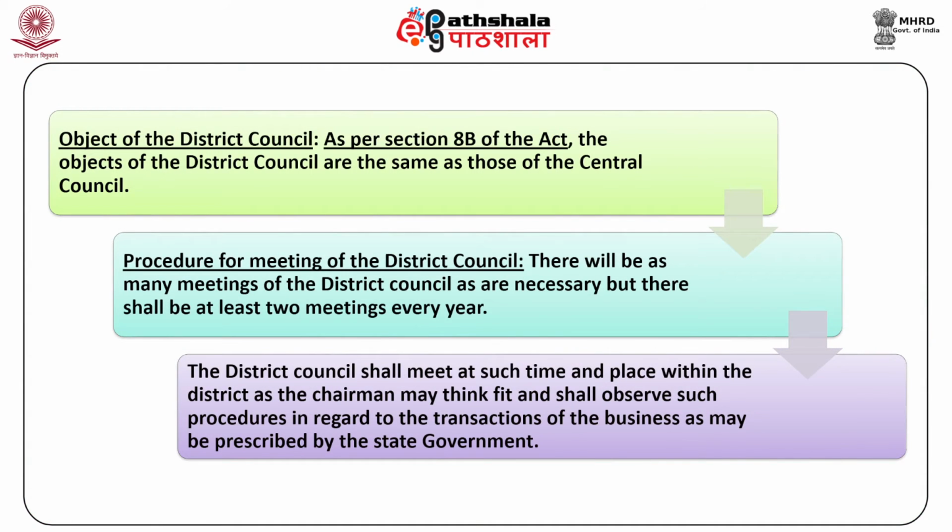Next, object of the District Council. As per section 8B of the Act, the objects of the District Council are the same as those of the Central Council. Procedure for meeting of the District Council. There will be as many meetings of the District Council as are necessary, but there shall be at least 2 meetings every year. The District Council shall meet at such time and place within the district as the chairman may think fit and shall observe such procedures in regard to the transactions of the business as may be prescribed by the state government.